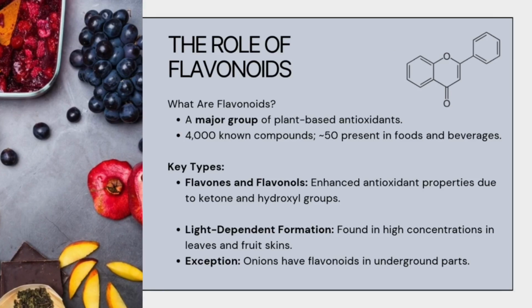Flavonoids have core structures enhanced by the presence of ketone and/or hydroxyl groups and a double bond in the oxygen-containing ring system. The formation of flavone and flavonol compounds normally depends on the action of light, so the highest concentration of these compounds generally occurs in leaves or in the skins of fruits, whereas only traces are found in parts of plants that grow below the ground. The common onion is, however, a well-known exception to this generalization.